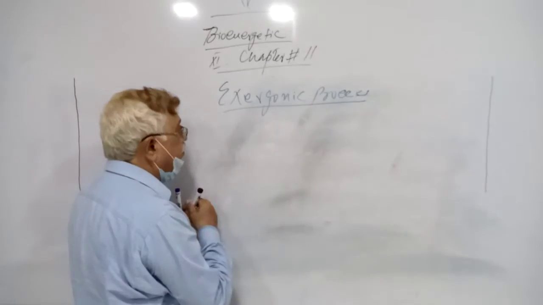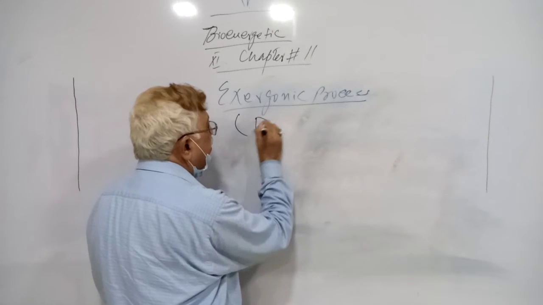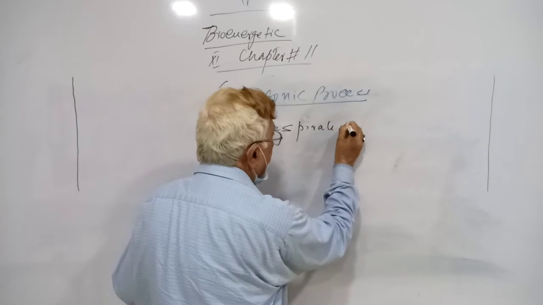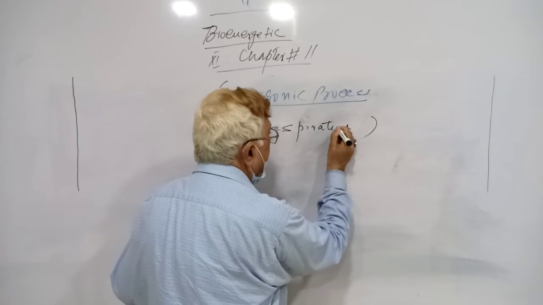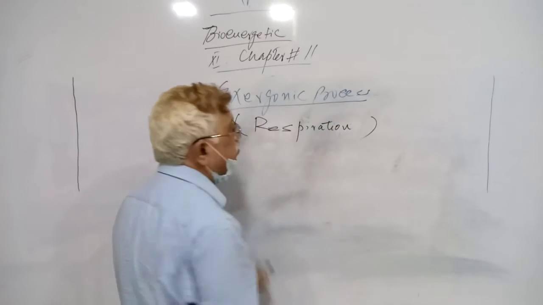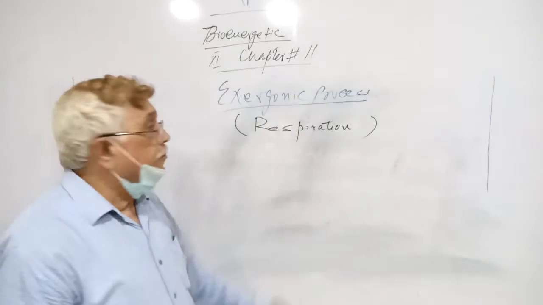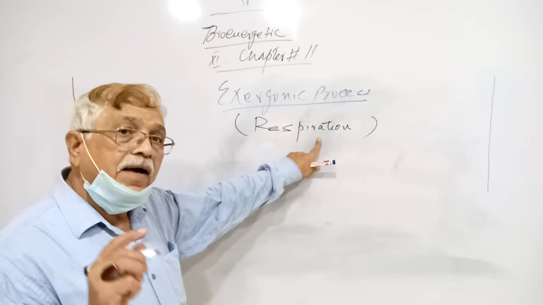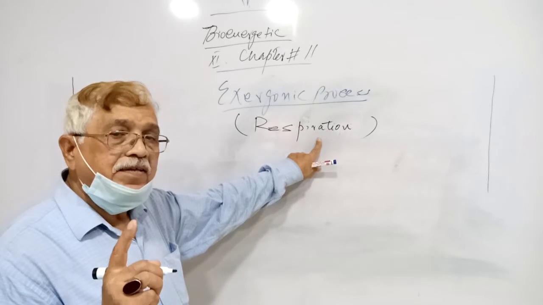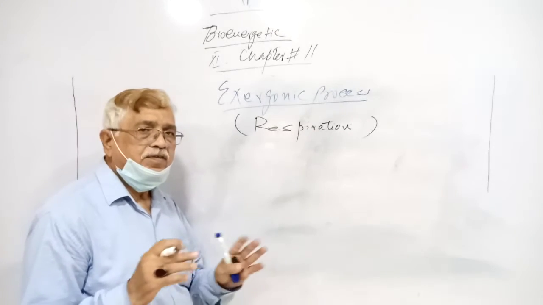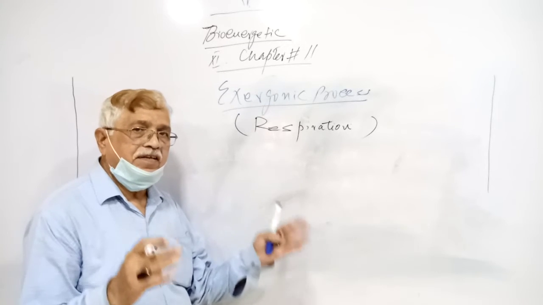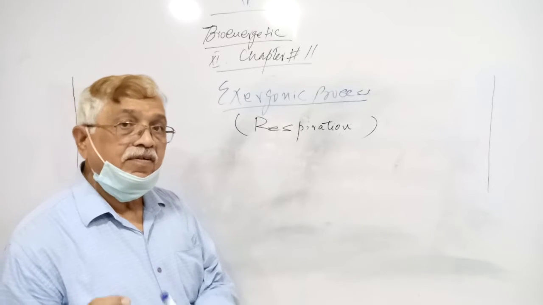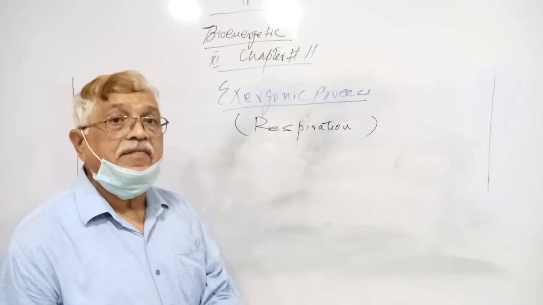This exergonic process is actually also known as respiration, because respiration takes place in the cell. Respiration has two major mechanisms: one is a physical process, one is a chemical process. We will discuss only the chemical process, the chemical reactions.